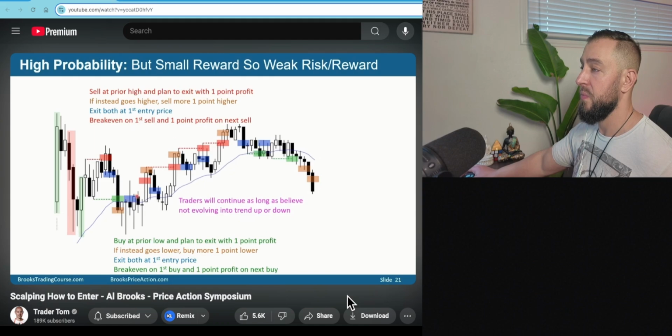And he can keep doing it all day long. As long as he thinks the market's in a trading range market, he can sell at a prior high, sell more higher, sell more higher, get out break even on the first sell, and with a profit on the second sell, and just keep doing it all day long. Buy at a prior low, buy more lower, buy more lower still. But look what's different here.